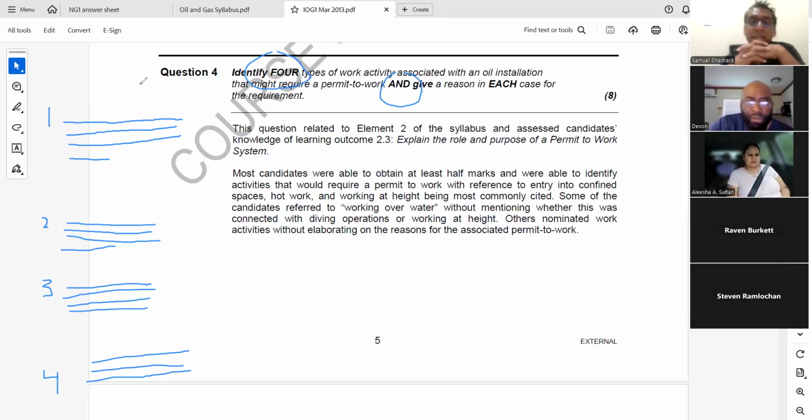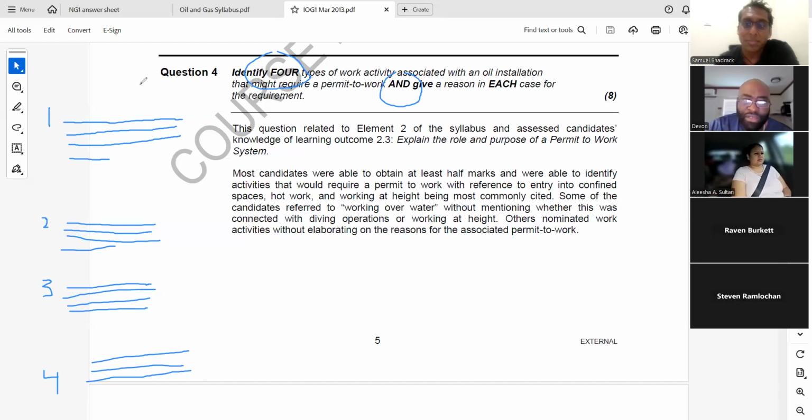Others nominated work activities without... I wonder why they said nominated. When they said others nominated, I mean, it's not that you're nominating an activity, are you? You're saying the activity. But others nominated work activities without elaborating on the reason for the associated permit to work, right? My question is, sir. Mhm.